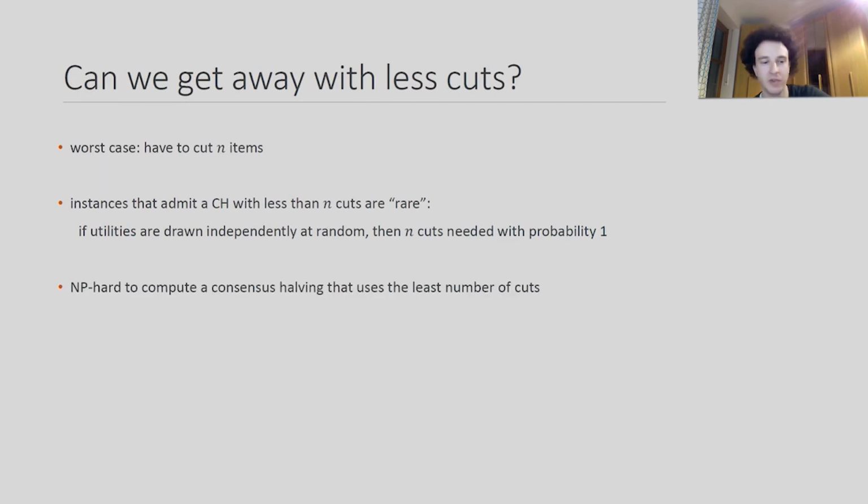And the last thing that's also easy to show is that it is again NP-hard to compute a consensus halving that uses the least number of cuts, just as for the original classical problem. But obviously, this leaves one question: what about the consensus halving problem in this setting? Namely, what about computing any consensus halving that cuts at most n items? What is the complexity of this problem? And recall that this problem is the one that was PPA-hard for the classical problem.